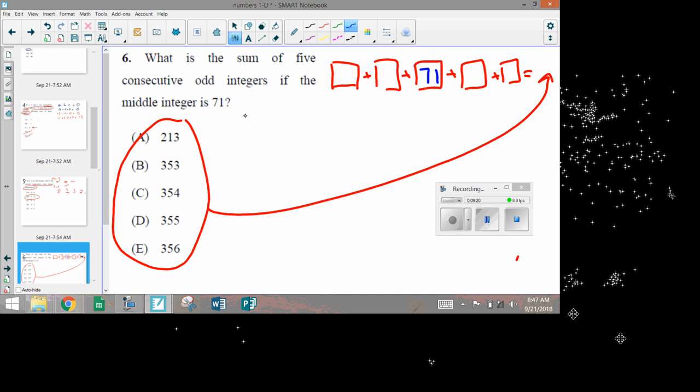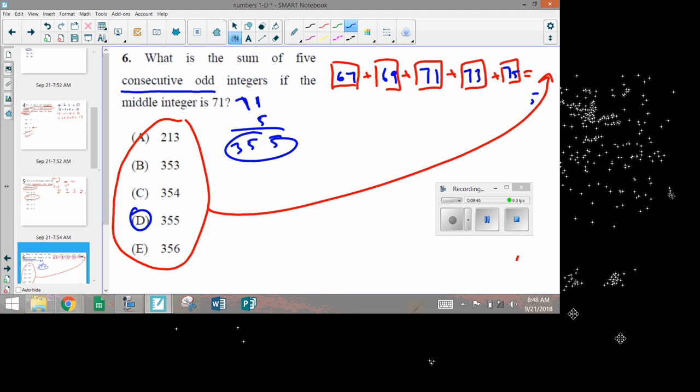Consecutive odd integers, right? Then you fill the blanks, fill the boxes. At the end, you add them up. The result you found was 355. But as I said before, you can solve this question easily. Here's the shortcut: 71 times 5. Why? Because once you add 4, no, not 2, wait a second, 4, right? Add 4, it's going to be 71. Subtract 4.